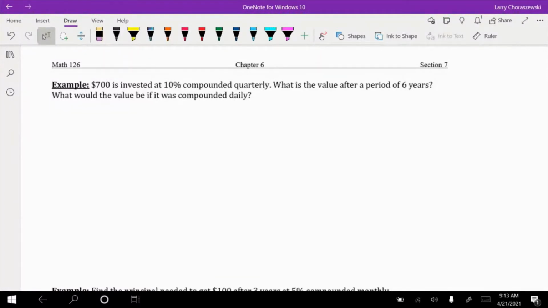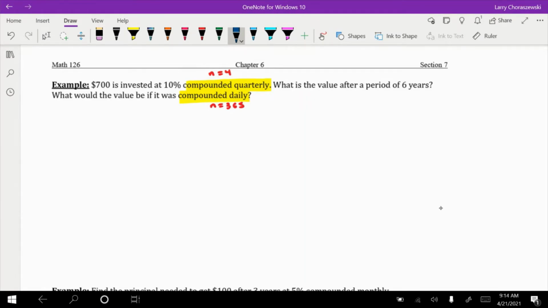It says here, $700 is invested at 10% compounded quarterly. That would be akin to an N value of 4, by the way. They want to know what the value is after a period of 6 years. And then we want to use some of those same parameters to see what the value would be if it's compounded daily, which corresponds to an N value of 365. So there are two calculations that we're going to do for this problem.